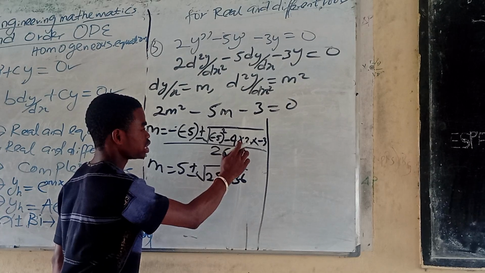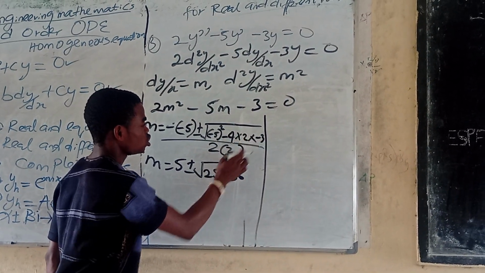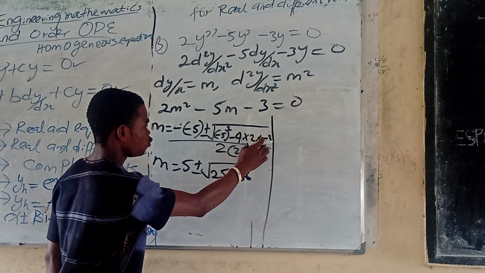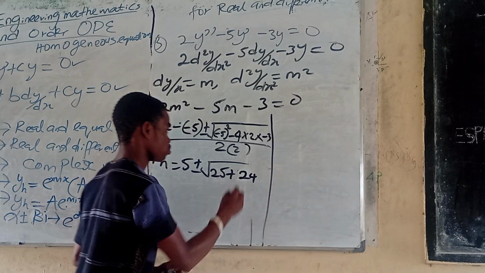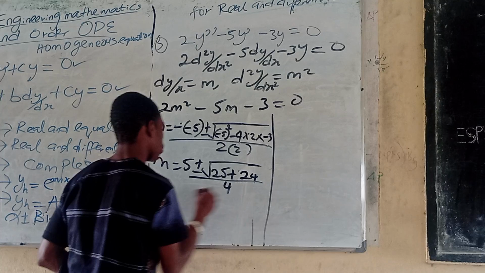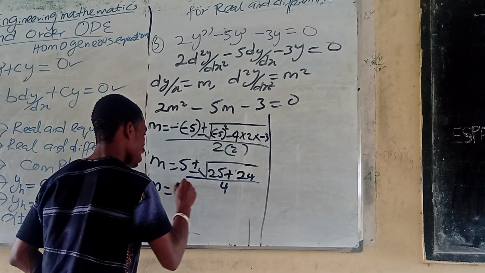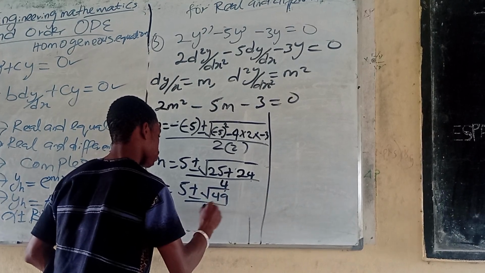4 times 2 is 8, and 8 times 3 is 24. Sorry, it's 24. So 25 plus 24 is 49, divided by 2 times 2, which is 4. So m will be equal to 5 plus or minus the square root of 49, divided by 4.